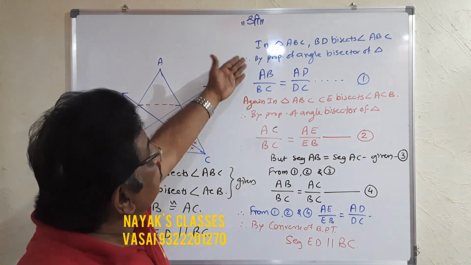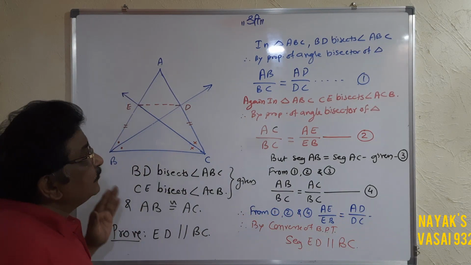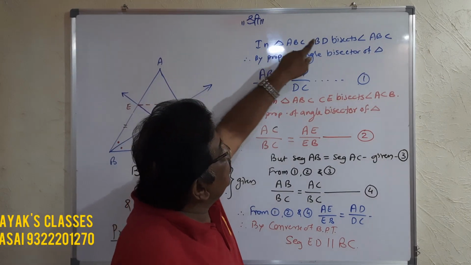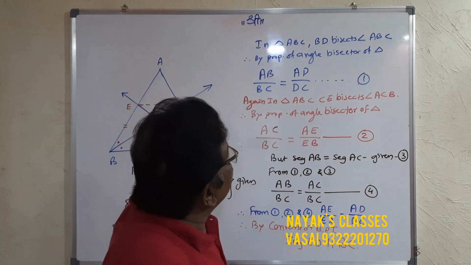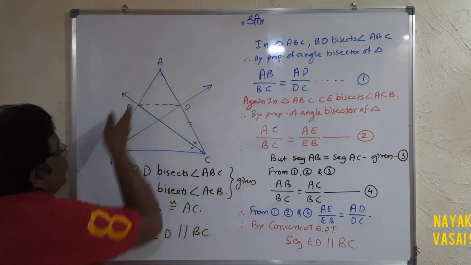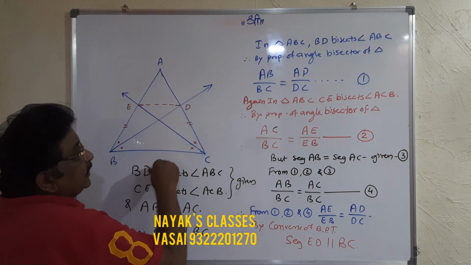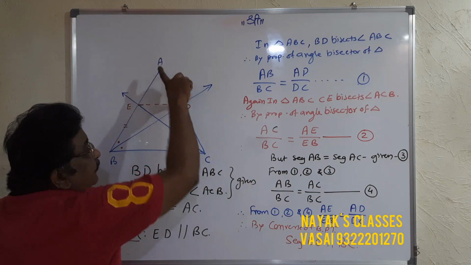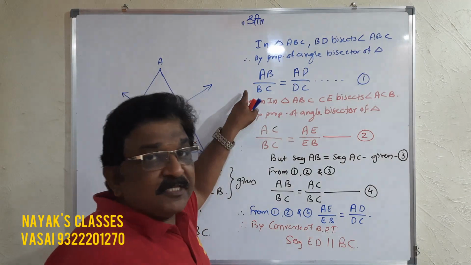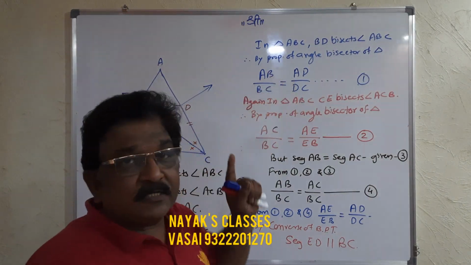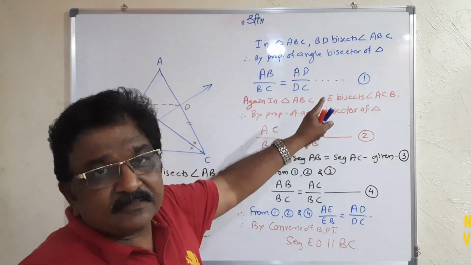Start with triangle ABC and BD. In triangle ABC, BD is a bisector of angle ABC, given. So when a bisector is there, we have to take ratios. AB upon BC is equal to AD upon DC. Statement 1 by angle bisector property.